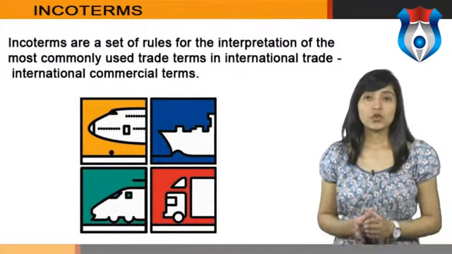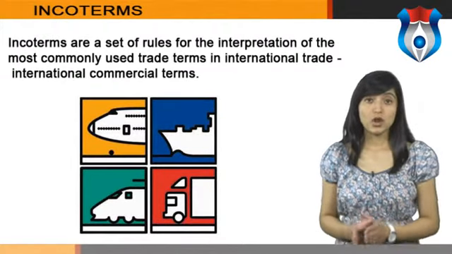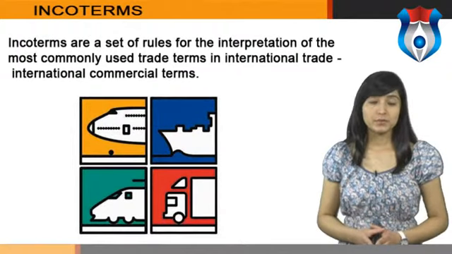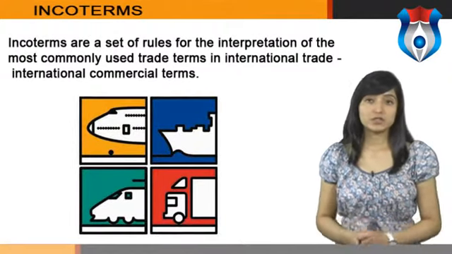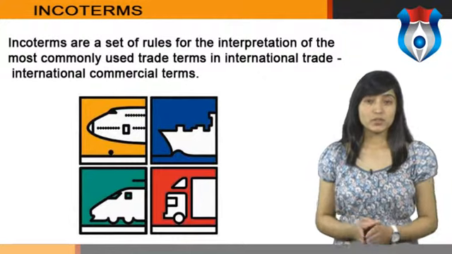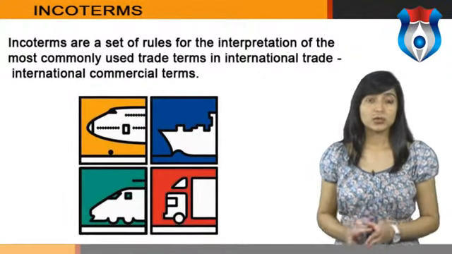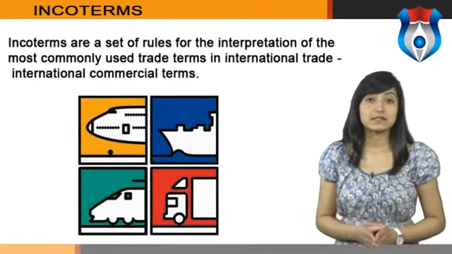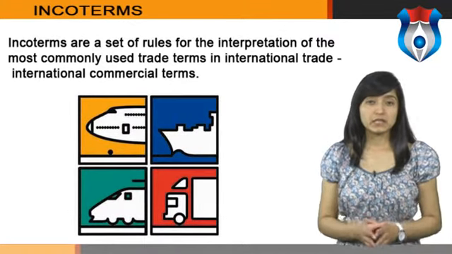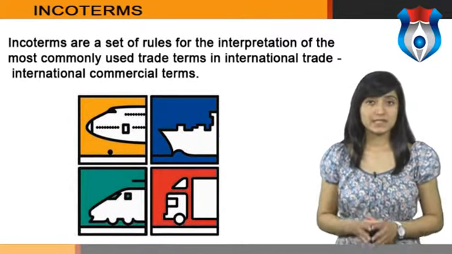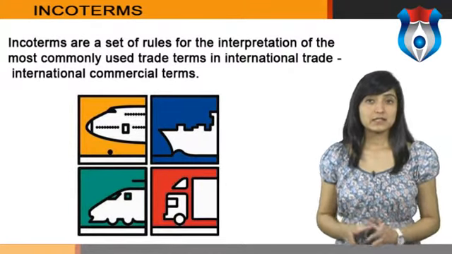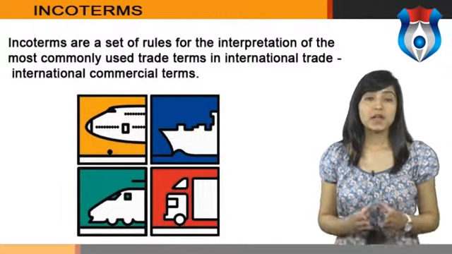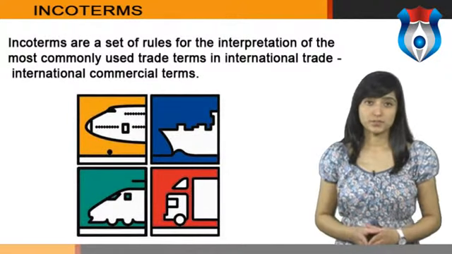Incoterms are a set of rules for the interpretation of the most commonly used trade terms in international trade, international commercial terms. They were first published by the International Chamber of Commerce (ICC) in 1936 and since then have been updated in 1953, 1967, 1976, 1980, 1990 and the current revision 2000.